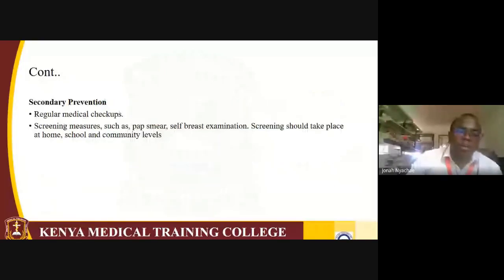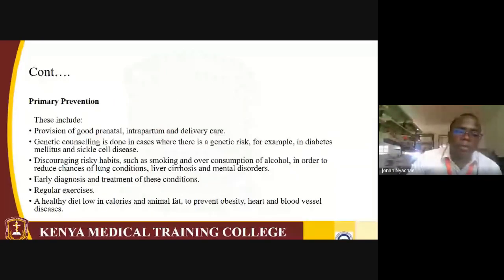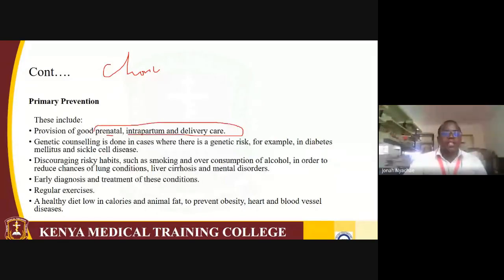So when we're talking about prevention of chronic illness, we also play a very key role, and that includes provision of good prenatal, postpartum and delivery care. Genetic counseling should be done so that we don't end up with patients who are terminally or chronically ill, maybe a lot of patients with Down syndrome, Edwards syndrome, all those syndromes, and also some conditions that follow genetic lineage.